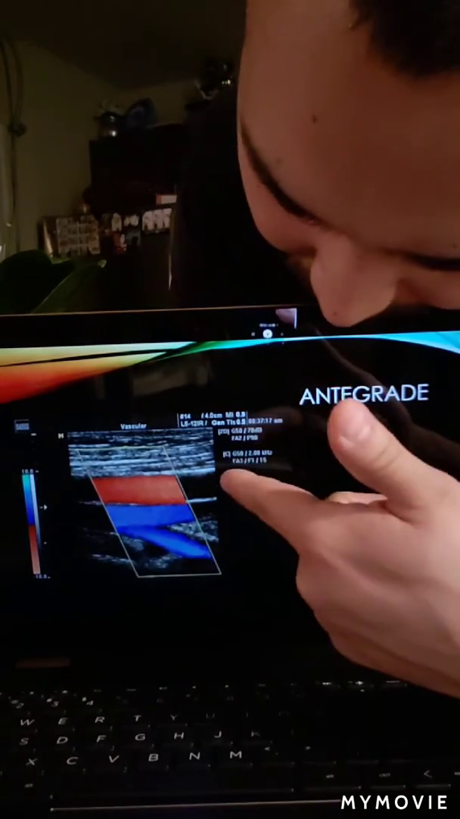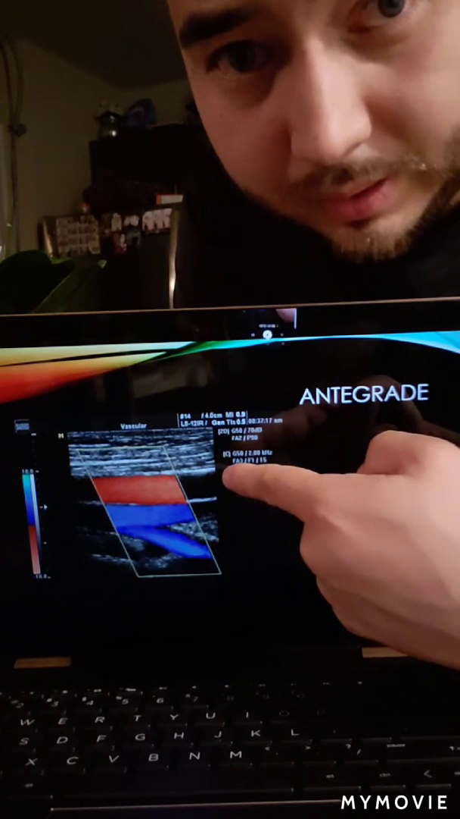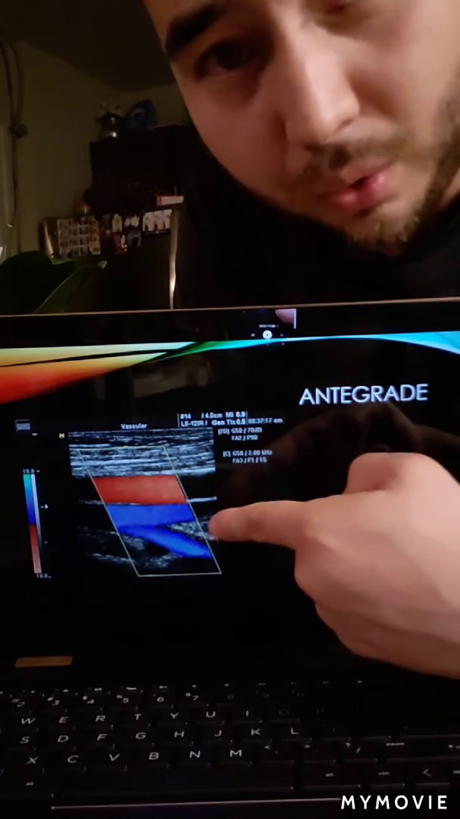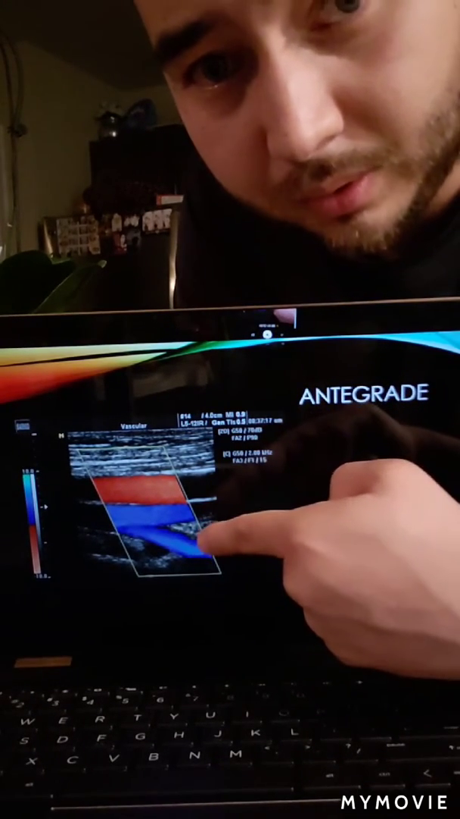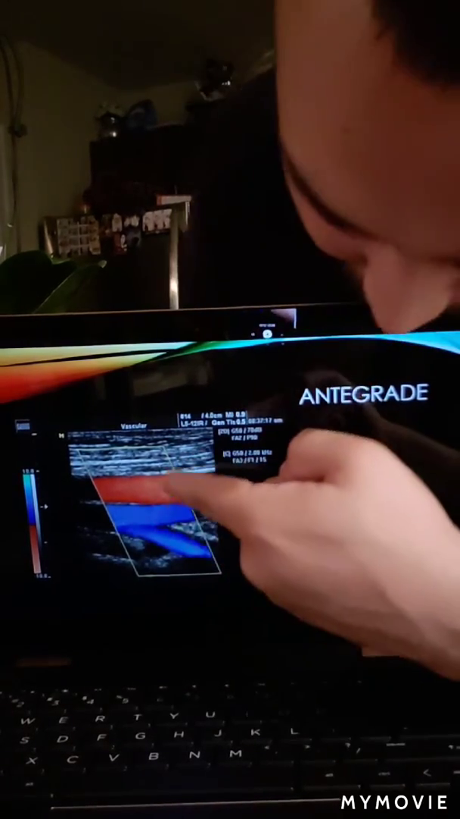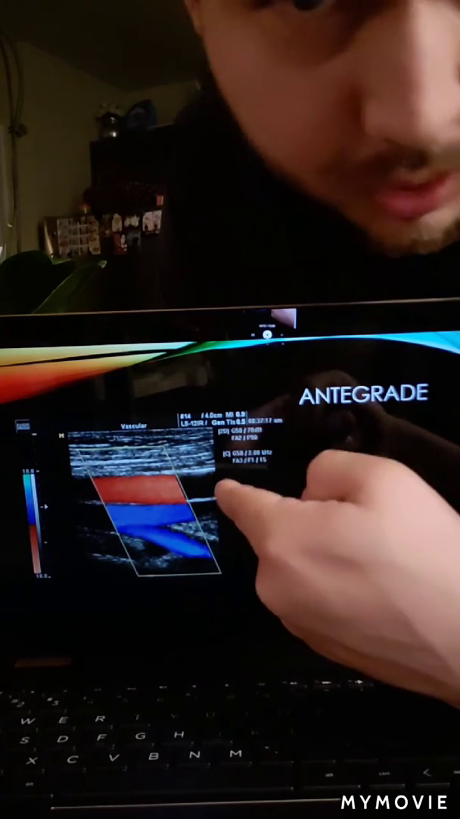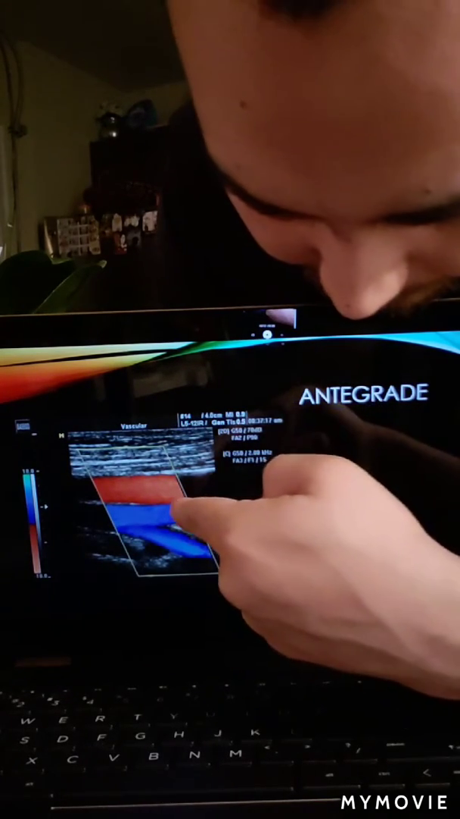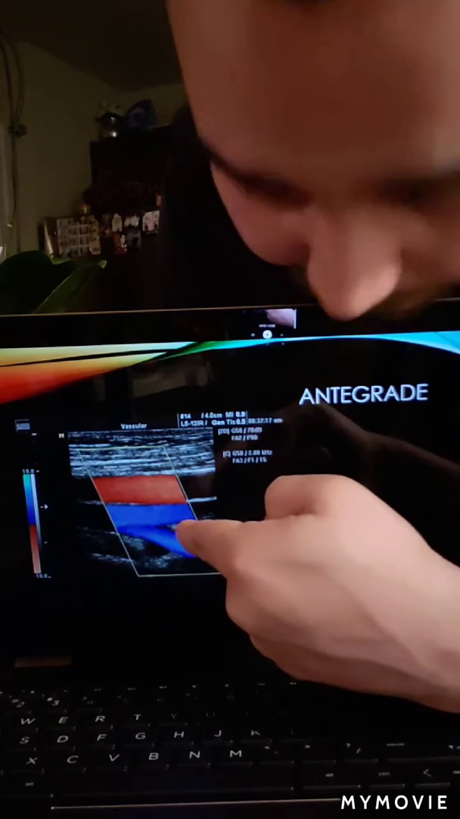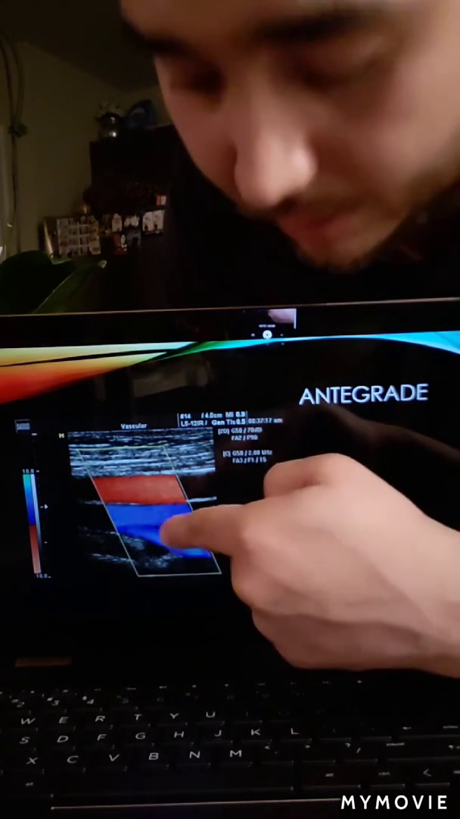So here we have a femoral artery in red and a femoral vein in blue. Basically, the artery is traveling away from the transducer towards the lower extremity, and the femoral vein is traveling towards the heart, which means traveling towards the transducer.